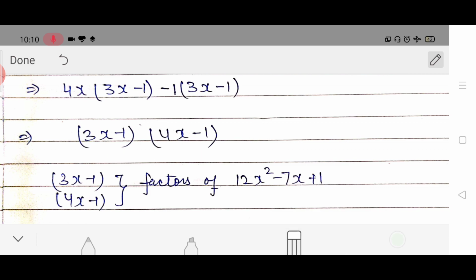So this was about the splitting middle term method of question number 4 first part, and you have to practice question number 4 second, third and fourth parts. If you have any doubt you can ask me, and that's all. We will do the next question in our next class. Thank you.